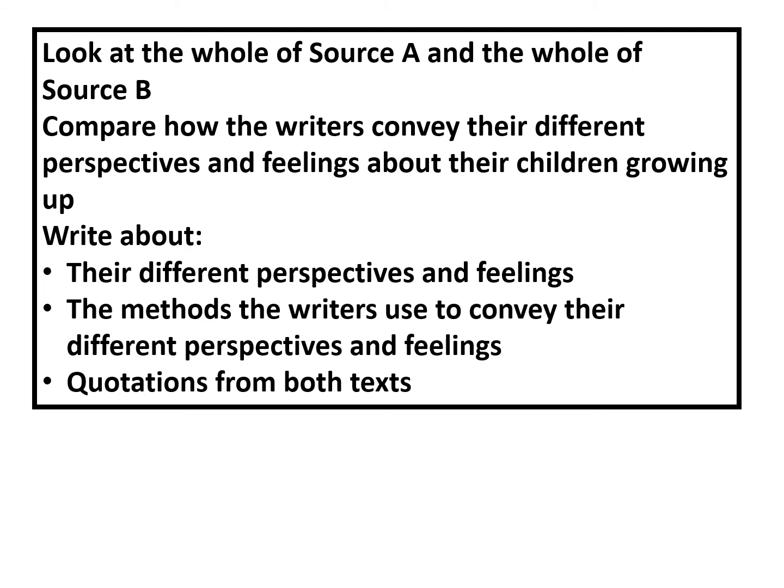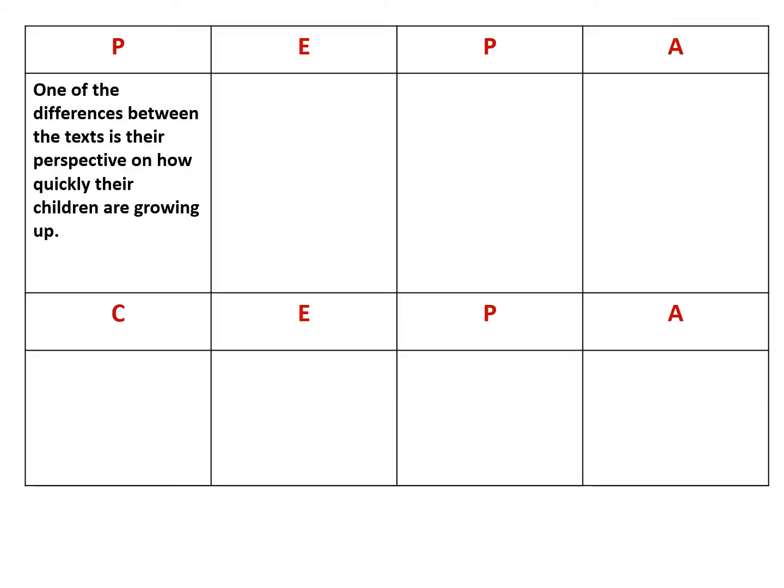So let me try and make it a little bit clearer. I've had a go at writing a PEPPA. I've broken it up into the 8 sections of my paragraph. For my first point, one of the differences between the texts is their perspective on how quickly their children are growing up. Remember, the question was about their perspectives on children growing up.